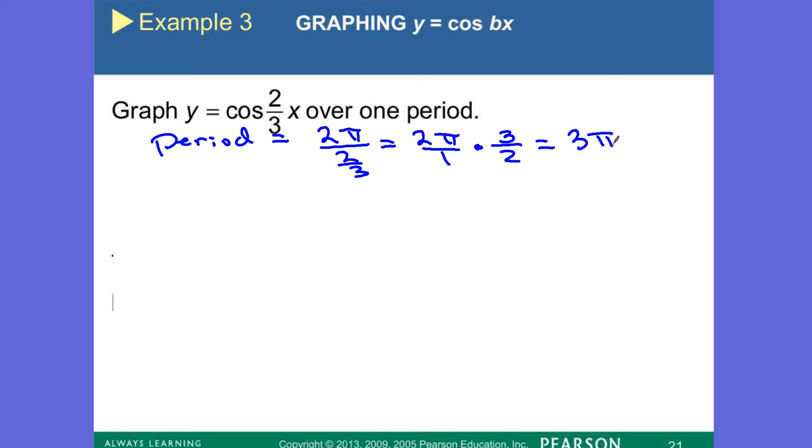Give me like 2 seconds to figure out the period. What's the amplitude? The amplitude is 1. There we go, because there's nothing else.